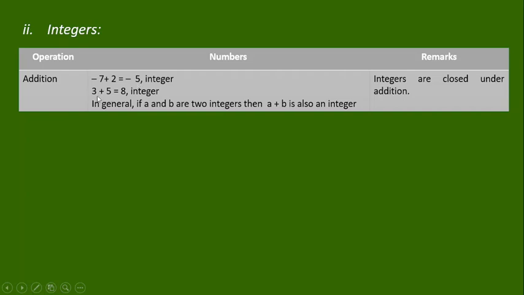Similarly 3 plus 5 is equal to 8. Again this is an integer. So we can say that if a and b are two integers, then a plus b is also an integer. So the remark is: integers are closed under addition.